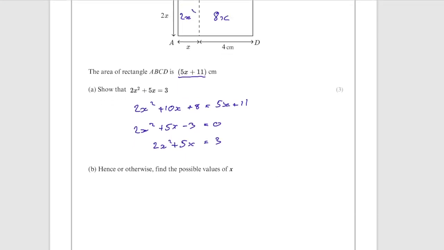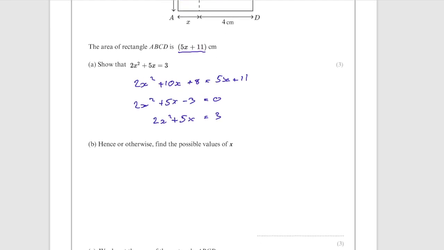Okay, hence or otherwise, find the possible values for x. So I'm going to say that if I take everything over to the side, 2x squared plus 5x minus 3 is equal to 0. So I'm going to try and factorise. If it doesn't work, then I've got the option of either using the formula or completing the square. To make 2x squared, I can only have a 2x and an x. To make 3, I can only have 3 and a 1. Can I arrange them in a way? Both have got to be positive to make that.